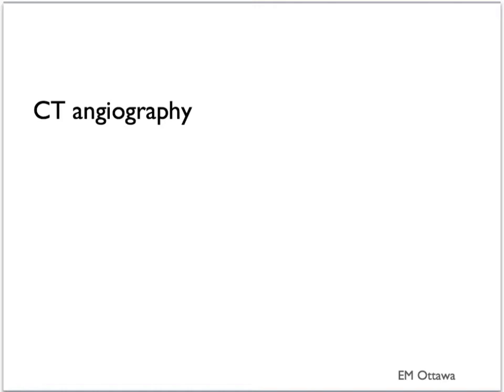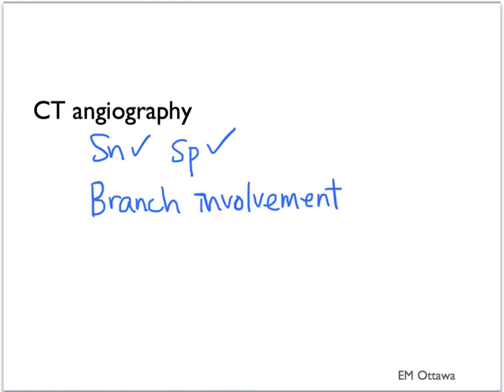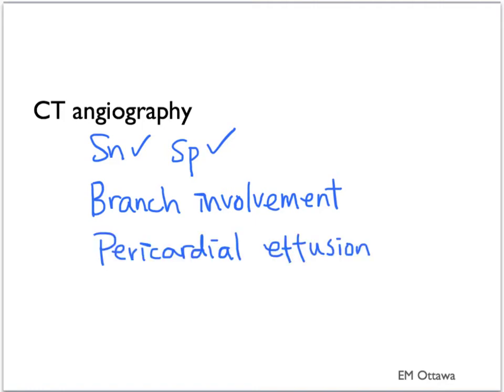CT angiography has high sensitivity and specificity for picking up aortic dissection. It can easily tell us the extent of the dissection and what other branches are involved. It will also demonstrate pericardial effusion. The downside, of course, is for every CT scan, the patient needs to be stable. It requires IV contrast, and radiation is involved.